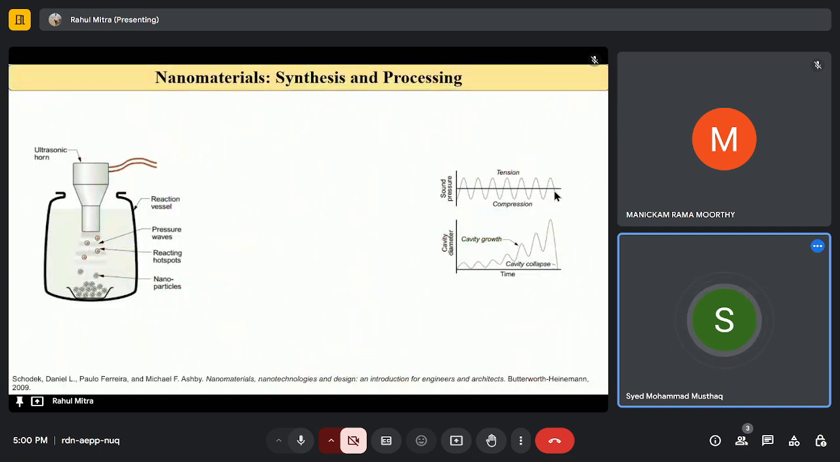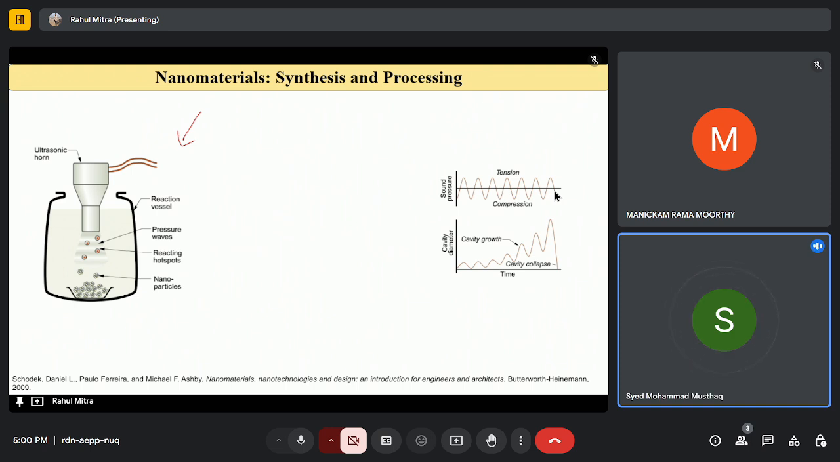And the third process is called the sonochemical process. Again, here there is no direct coupling between the chemical species, but what is happening is just the sound waves that are produced at high frequency when compared to conventional sound waves. So that is the sonochemical process. What exactly is happening here?